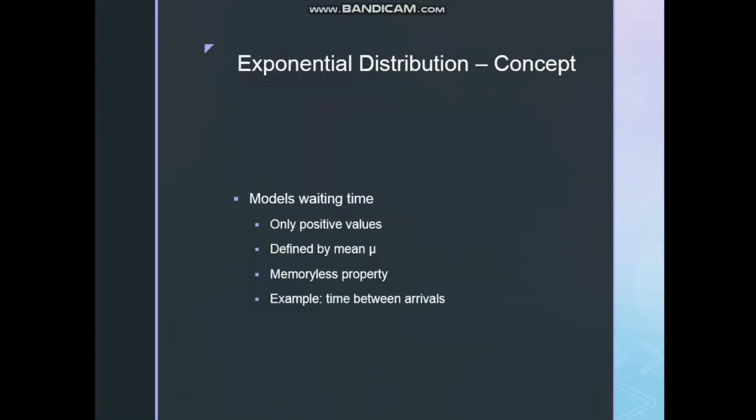The exponential distribution is used to model waiting time between events. It only applies to positive values. The distribution is defined by a single parameter. It has a memoryless property, meaning past waiting time does not affect future waiting time. For example, it can model the time between customers' arrivals.